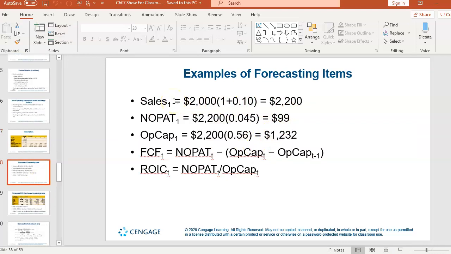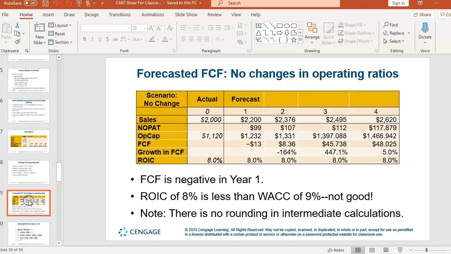So I then apply my growth rate. Sales would be times 10%. My NOPAT would be times 0.045. My operating capital would be times 0.56. And my free cash flow is my net operating profit after tax minus my operating capital today minus what that would be in T minus 1, and so on. My ROIC, return on invested capital, equals my NOPAT divided by operating capital.